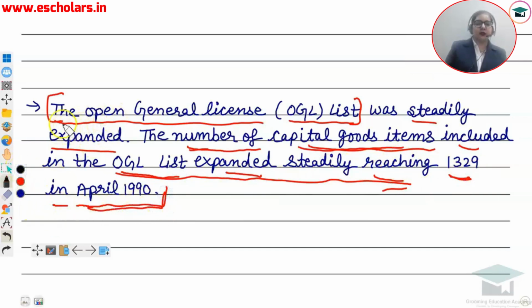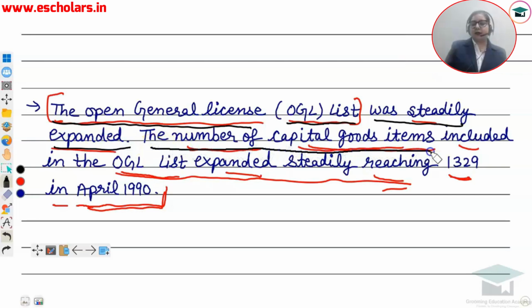So let's recall it till now. The Open General License, that is the OGL list, was steadily expanded. The number of capital goods items included in the OGL list expanded steadily, reaching 1329 in April 1990.